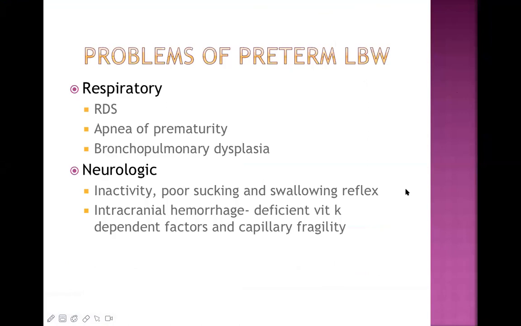Okay, let's move on. Now, another important part is, what are the problems of this preterm low birth weight baby? Why do we worry if a preterm low birth weight baby is born in the hospital? The reason is almost the whole body is premature or immature in them. So there are lots of problems in this type of baby. Let's talk one after the other.